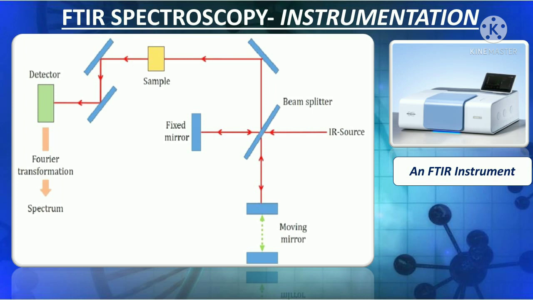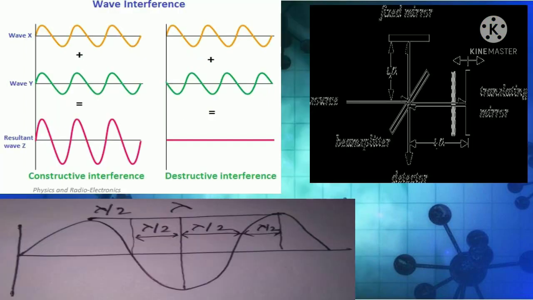Here what happens is that, say the moving mirror has not moved and there is zero path difference, ZPD, between the moving mirror and the stationary mirror. So what happens, as you can see in the diagram, is that as the valleys and the peaks of both the waves coincide, constructive interference happens, due to which the intensity becomes high.